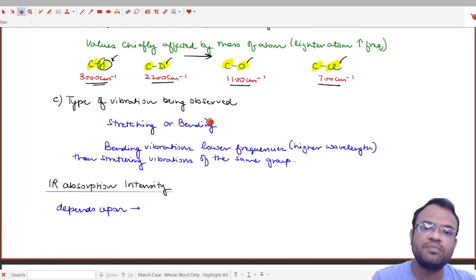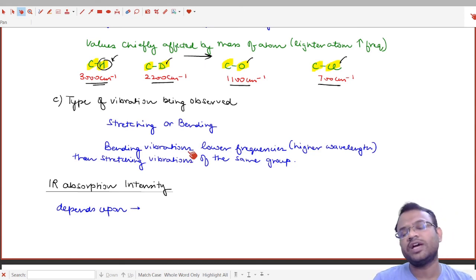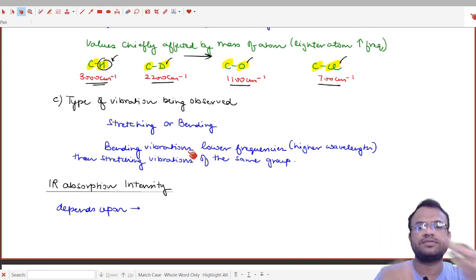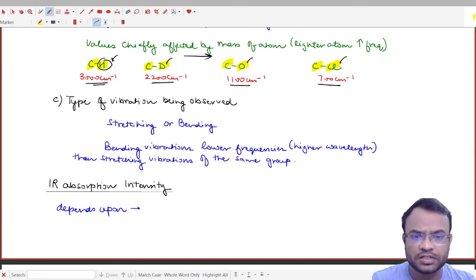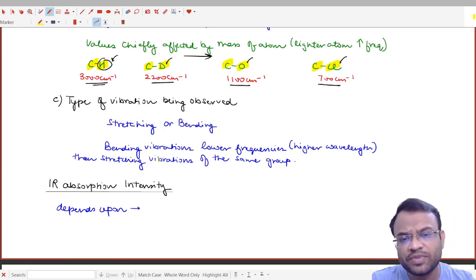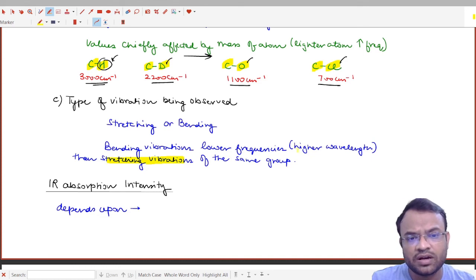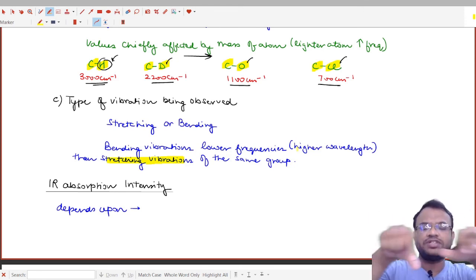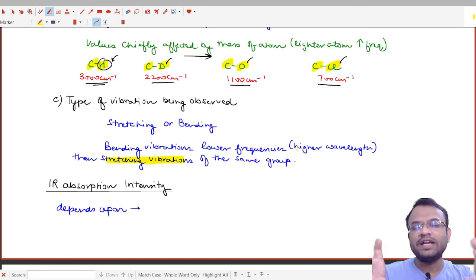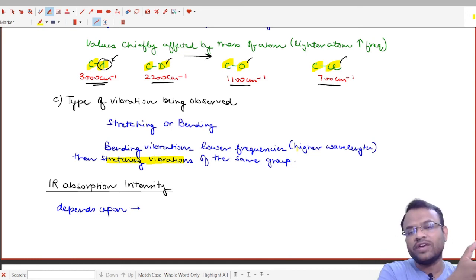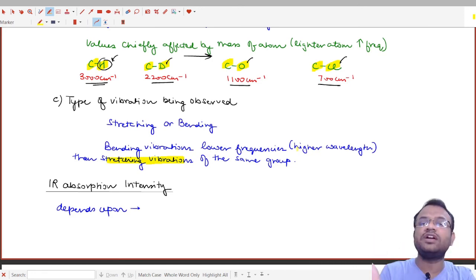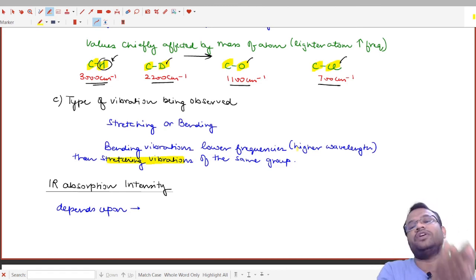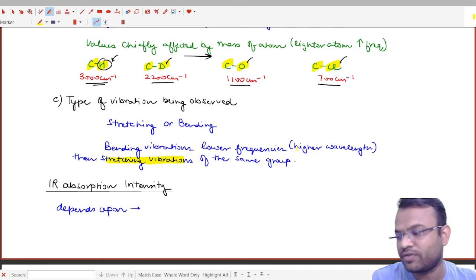Next, type of vibration being observed. Okay, so you can also understand this, that vibration would be dependent upon whether stretching is taking place or bending is taking place. Understand this, that it is always easy to bend a molecule rather than stretching a molecule. Therefore bending would be easier. If bending is easier, that means it can be done at a higher wavelength, whereas stretching vibrations are difficult to create. If they are difficult to create, they can happen at lower wavelengths or higher wave numbers. Okay, I believe you would have understood this.